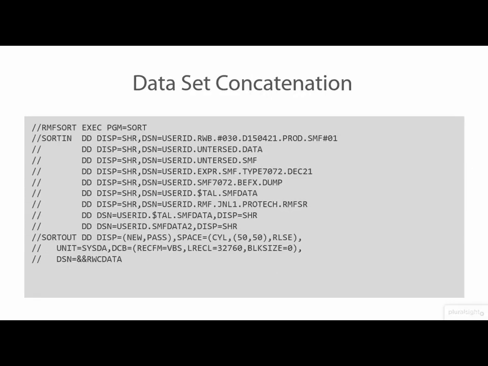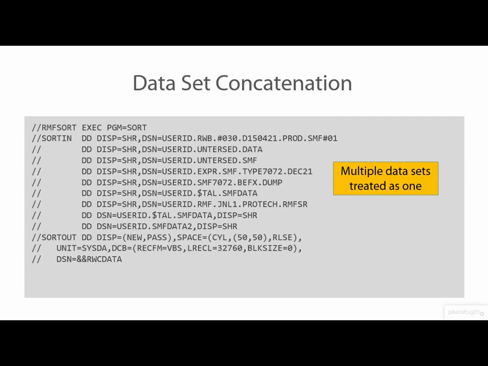We also have dataset concatenation. Now, as was mentioned previously, if we have a DD statement coded with no DD name, then it is assumed to be concatenated to the highest level DD name that we have. So in this case, the DD name would be sortin, and all of these other DD statements then are assumed to be concatenated. And all concatenation means is that we are treating these multiple data sets as if they were one large data set.